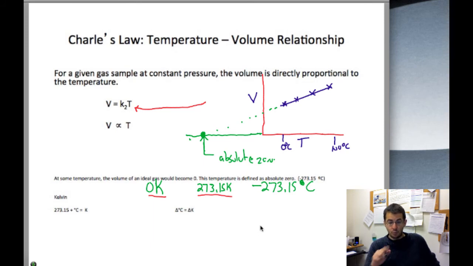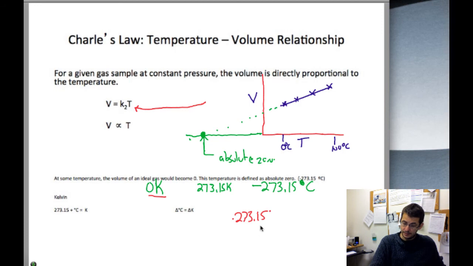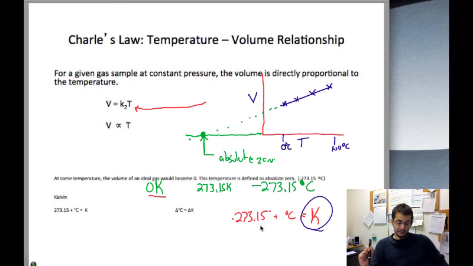As it turns out, though, a change of 1 degree centigrade has the same magnitude as a change of 1 Kelvin. And so we can relate the two quite easily: 273.15 plus degrees centigrade will equal Kelvin, and vice versa. When you're working with gases, you should almost always be in Kelvin. This will save you much gray hair later. So, you should always be in the absolute scale.